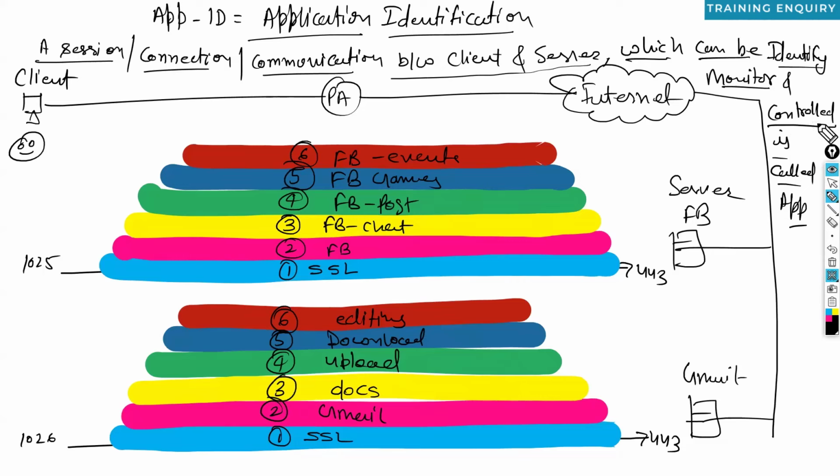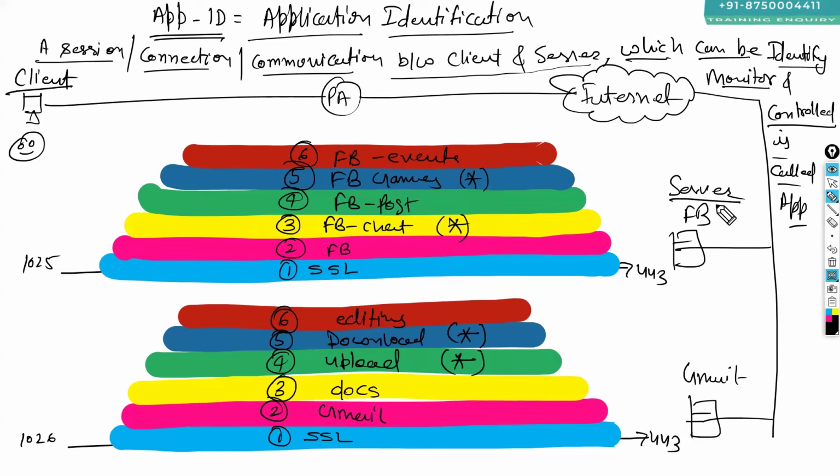So when Palo Alto Firewall can identify it, then it will give us an opportunity. What can we do? We can control it. So we can define that Google Docs upload and download should be blocked. Facebook chat and Facebook games should be blocked by the firewall. So we can control these applications. So with the help of app ID, we can identify, monitor, and control the session, connection or communication between client and server.